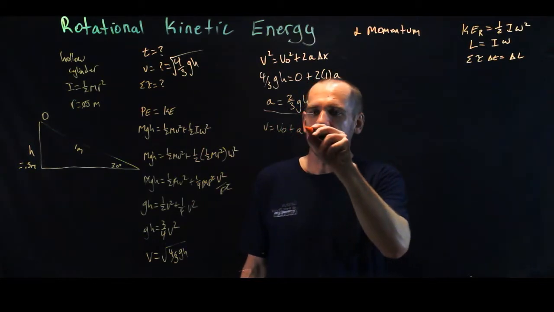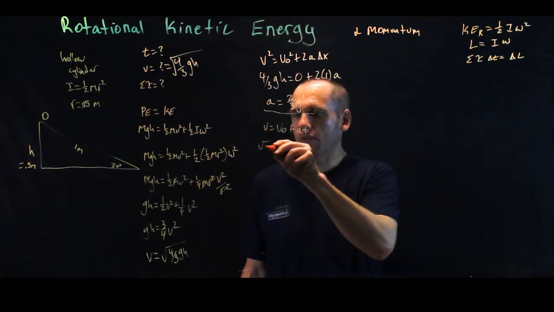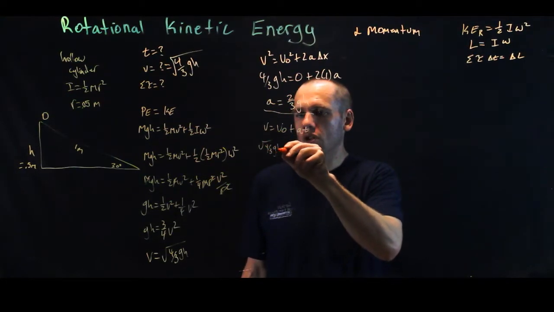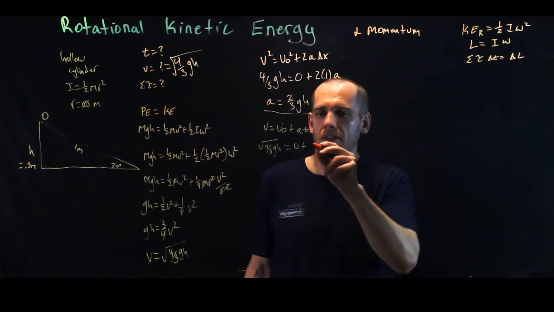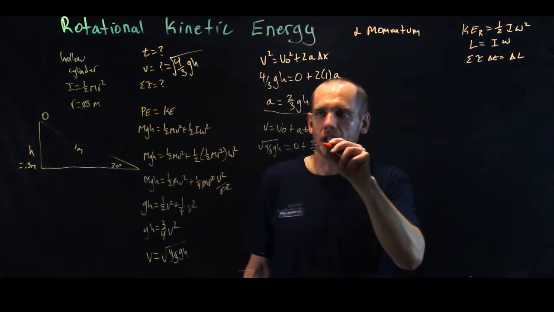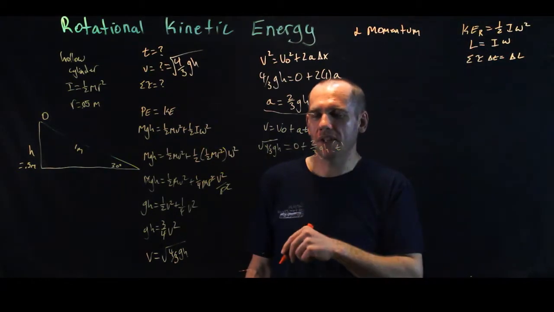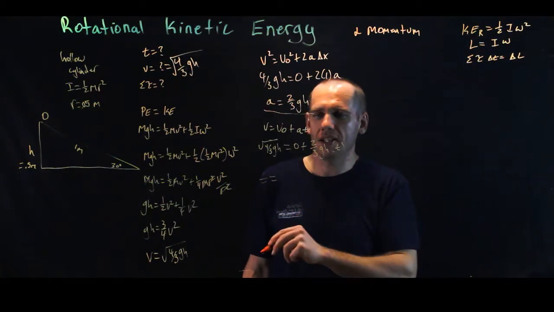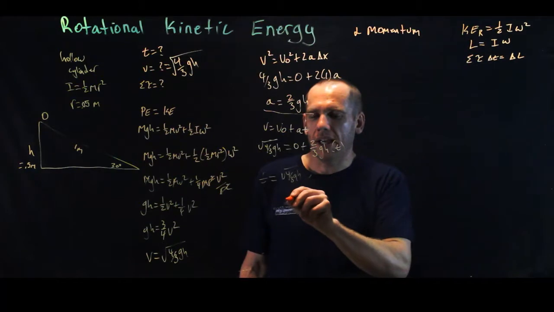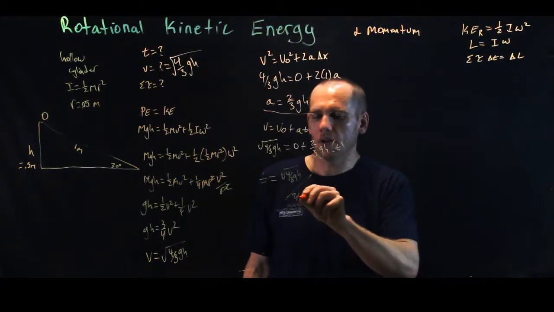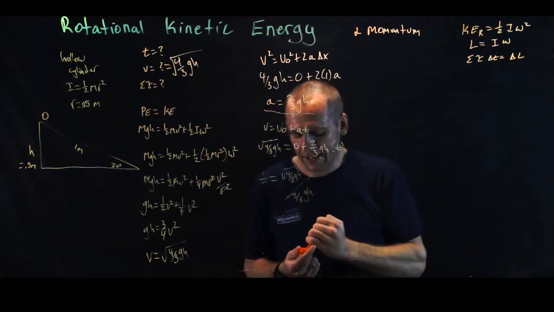Okay, so there's the acceleration, which I can use to find time because v equals v naught plus at. And so there's my final velocity, square root of 4/3 gh equals 0 plus, there's my acceleration, 2/3 of gh times time. Divide both sides, and I get time is equal to the square root of 4/3 gh divided by 2/3 gh. And you can do that math, you can figure out what that time is.